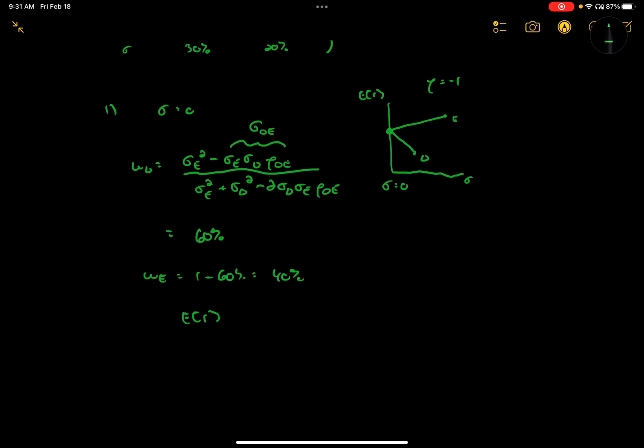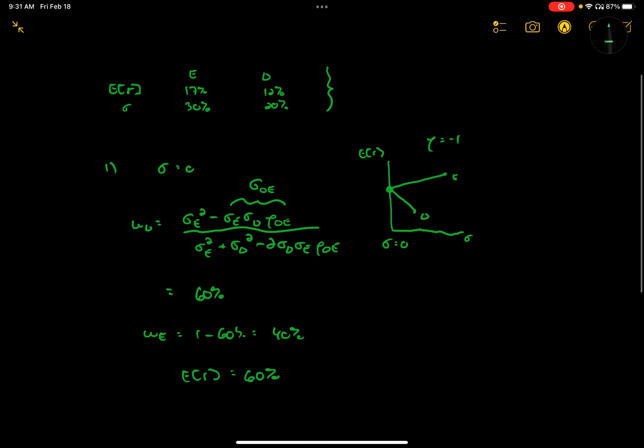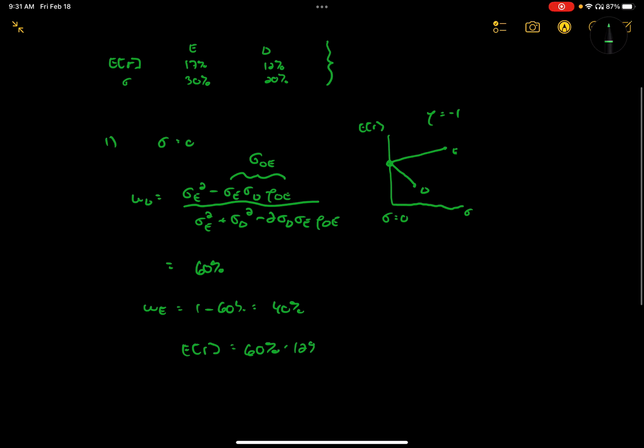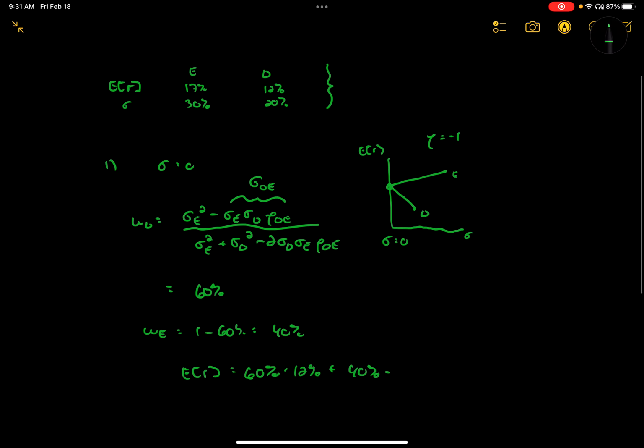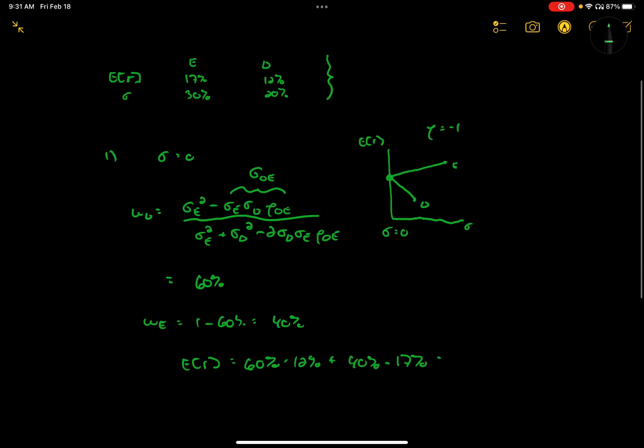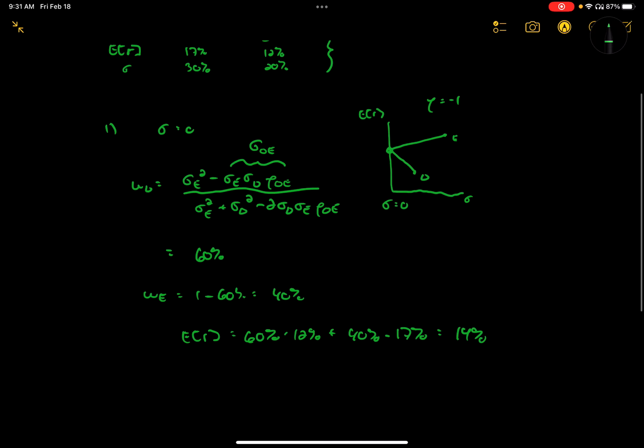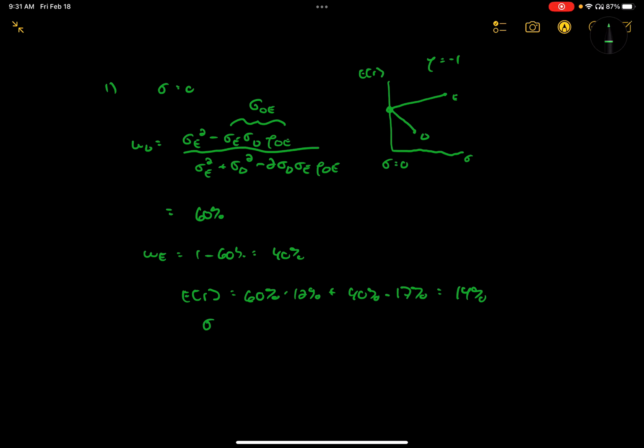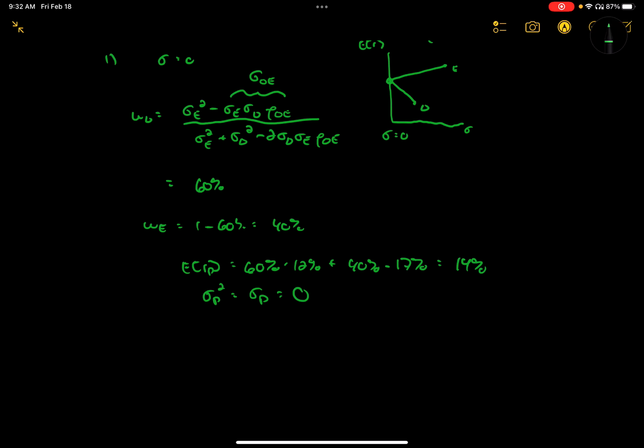Then we can calculate the expected return. It's very straightforward: 60% times 12 plus 40% times 17. And we should find 14%. And if we plug the numbers into the variance formula, we'll also find that the variance, and the standard deviation, would be equal to 0. As usual, the calculations for that are in the spreadsheet.